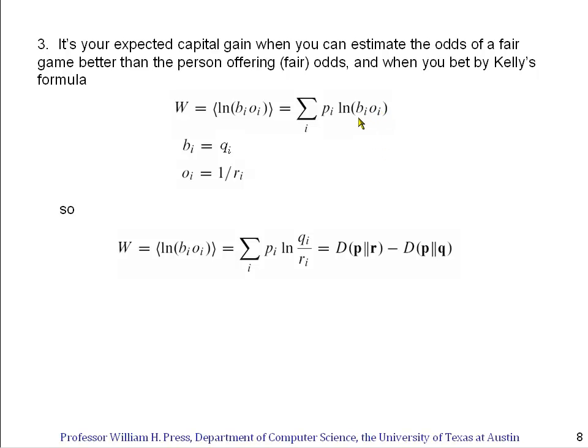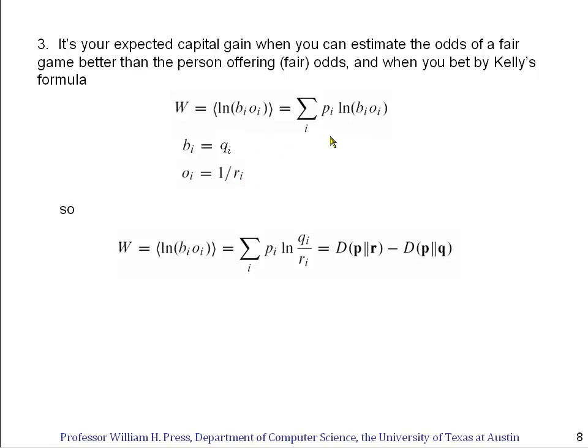Now, we're going to use Kelly's formula, and so our bets, bi, depend on some estimates we have, qi, of the odds. In other words, in this case, nobody knows the real odds. We're trying to estimate them as qi, and the person offering the bet is trying to estimate them here as ri. How can I see that? Because they're offering a payoff on the bet of 1 over ri.